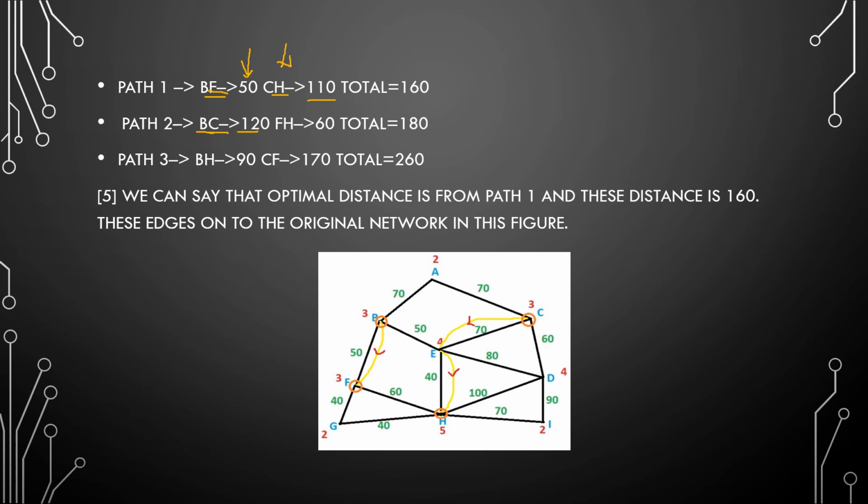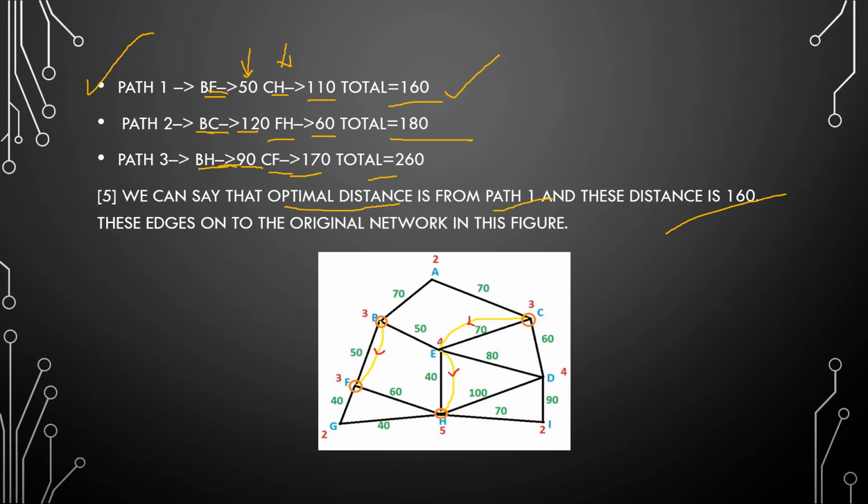The second requirement is that all vertices are included, so we select FH, which is 60. For path 3, with B fixed, the path is BH, which is 90. To include all vertices, we take the other path CF, 170. The totals are 160, 180, and 260. So among these three scenarios, the optimal distance is 160, and we go with path 1.